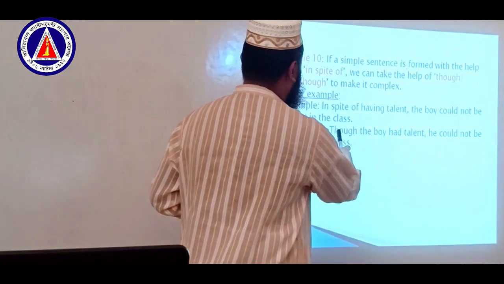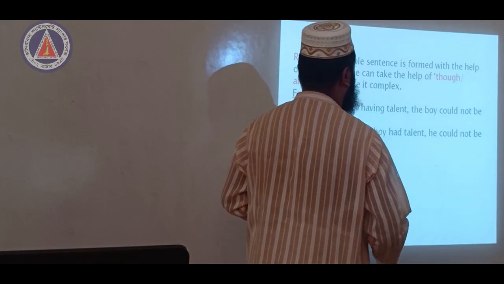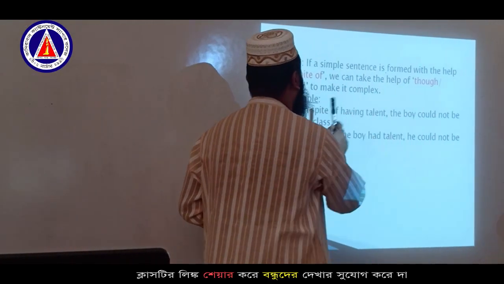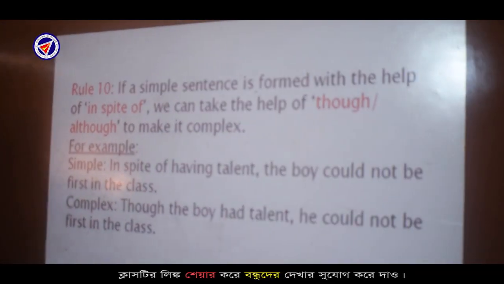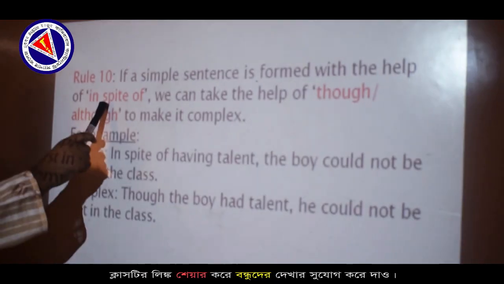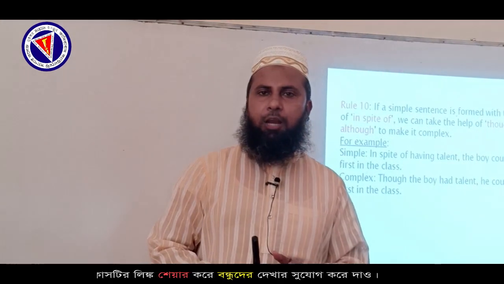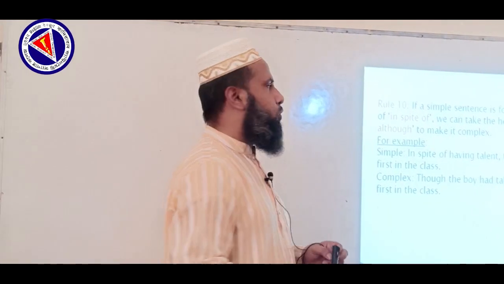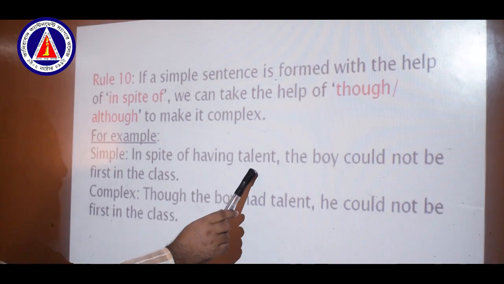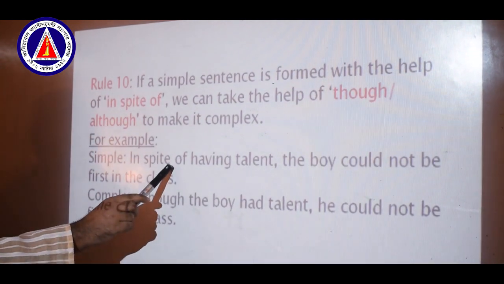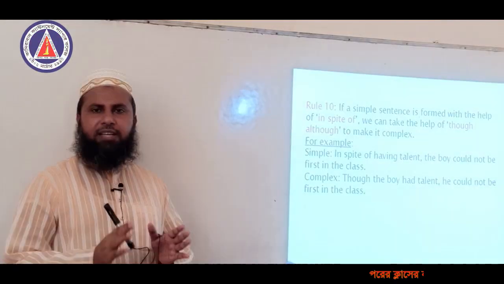if a simple sentence is formed with the help of in spite of, then we can take the help of though or although to make it complex. If there is in spite of or despite in a simple sentence, we can take the help of though or although to make it complex. So here is an example: in spite of having talent, the boy could not be first in the class.